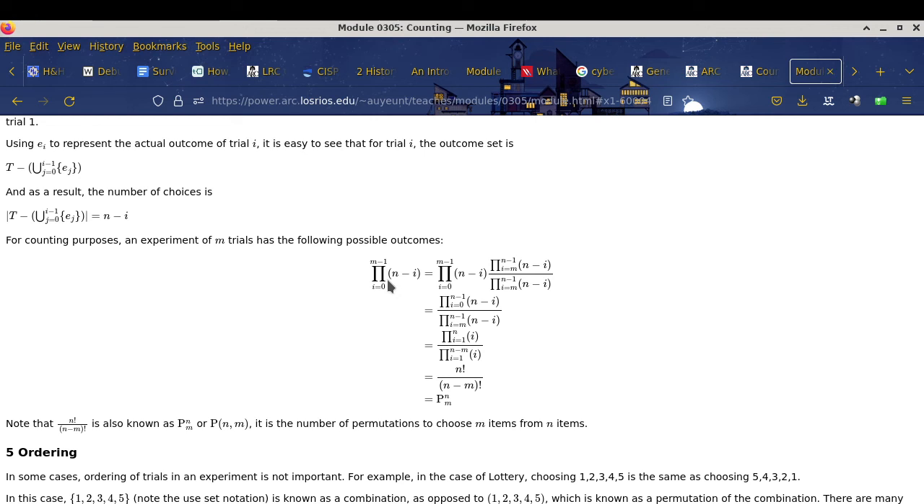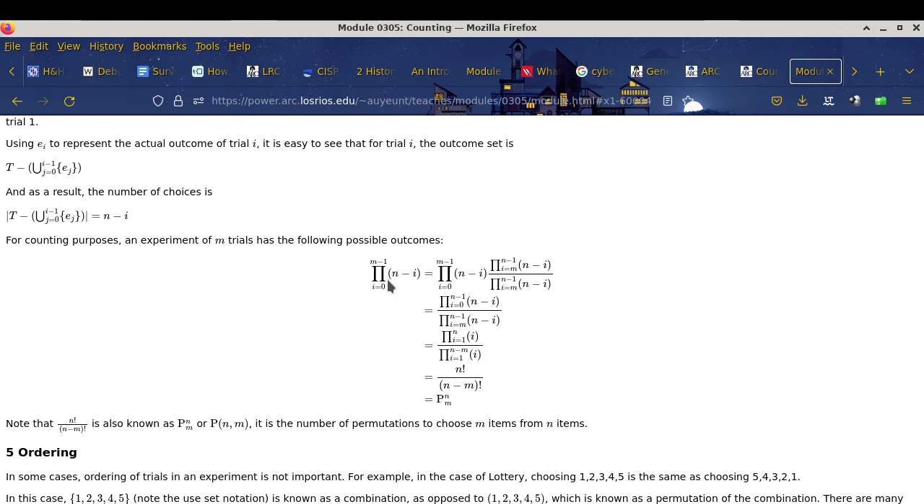Okay? Because if I'm talking about trial i, the cardinality of the outcome set for trial i is n minus i. We talked about this a little bit earlier. When i equals 0, we're looking at the outcome set of trial 0. Trial 0, being the very first trial, has all the items in T available to it, and therefore n minus 0 is just n. So the first trial has n available choices.